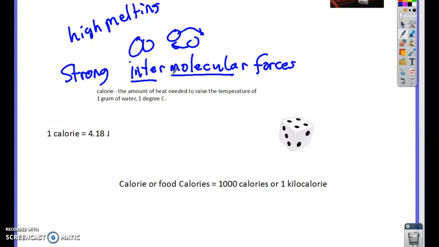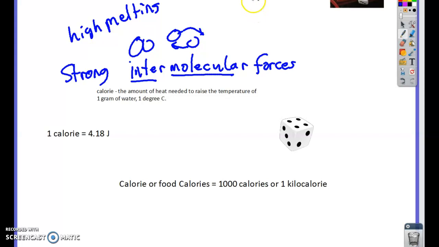All right. As they get weaker forces, then those substances may already be a liquid at room temperature. Say water, for example. Okay, they have forces between them, but they're not as strong, and so they would usually be a liquid at room temperature.